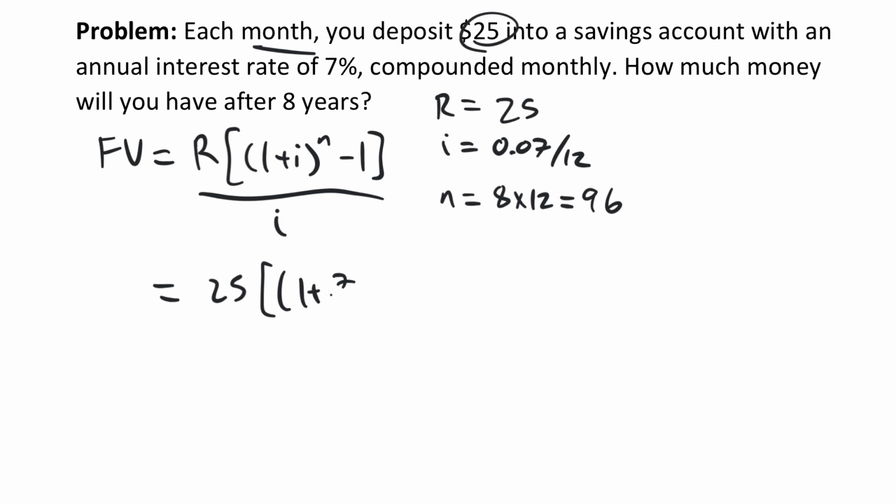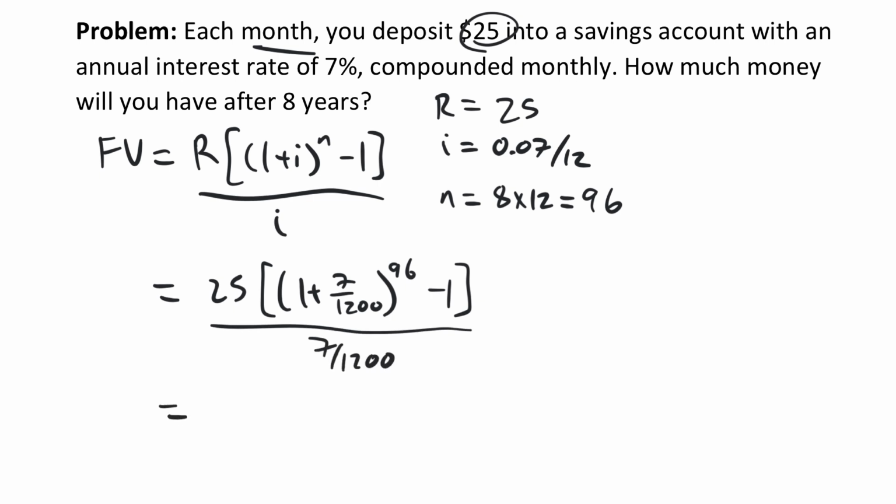That's 7 over 1200 to the 96 minus 1 divided by 7 over 1200. Now again, please be very careful as you type this in on your calculator. Now we want to make sure that all the brackets are right, all the fractions are typed in properly, and assuming that you type it in correctly, you should get the following number. $3,204.97.